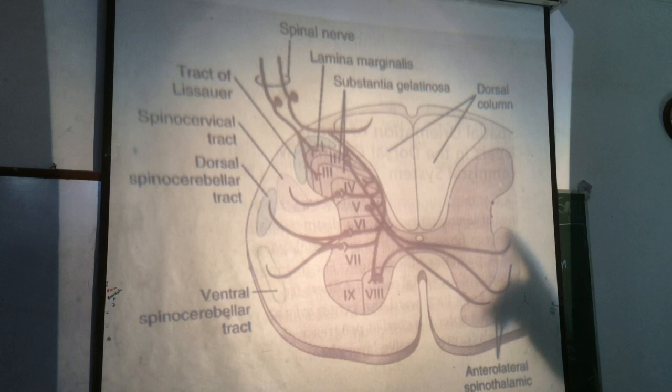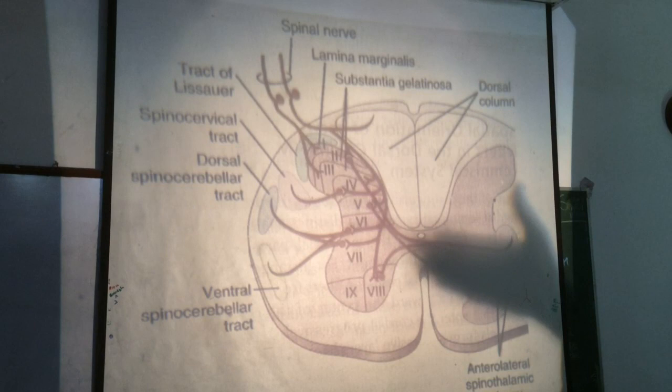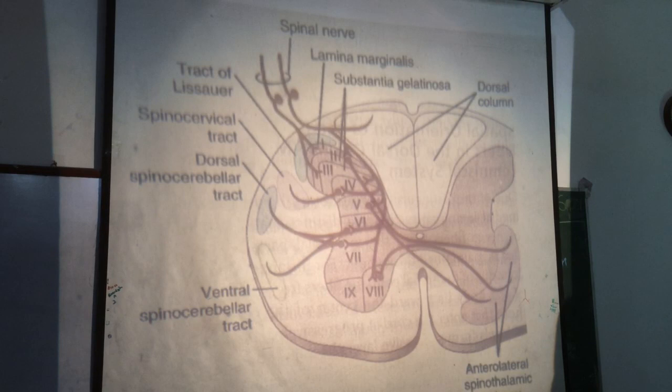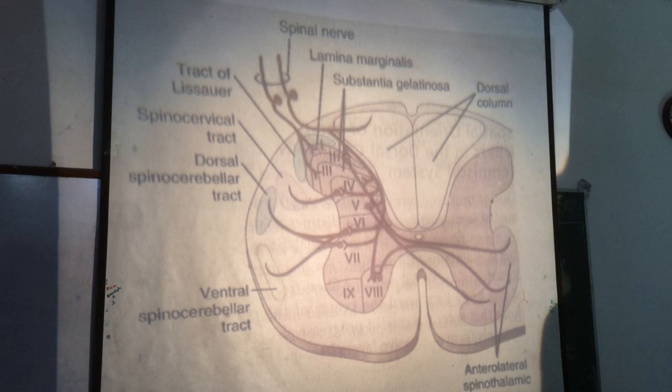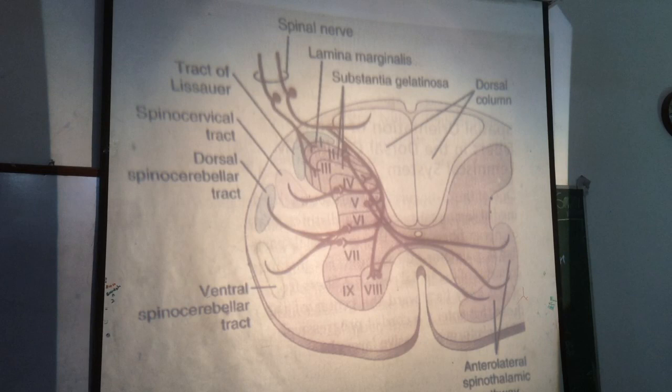The tract in the spinal lemniscus ascends through the brainstem. In the brainstem, the tract is joined by nerve fibers carrying the same impulses from the trigeminal pathway. These impulses are from the head and face, right? So the tract ascends through the brainstem to enter the thalamus.